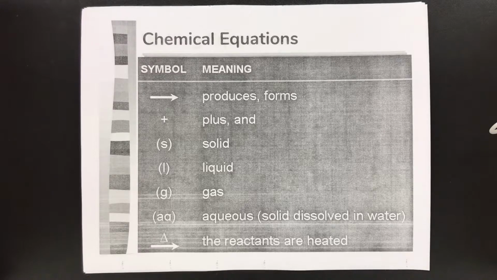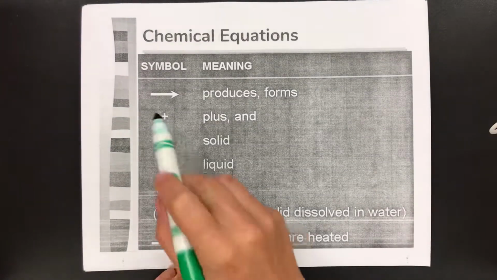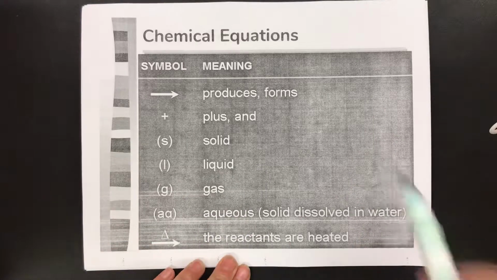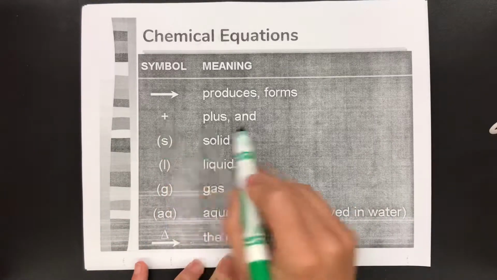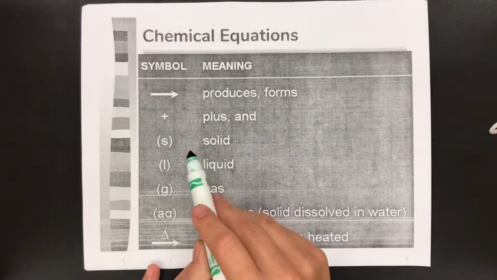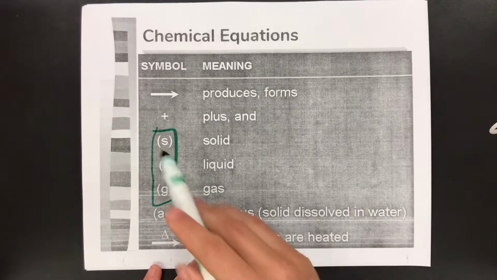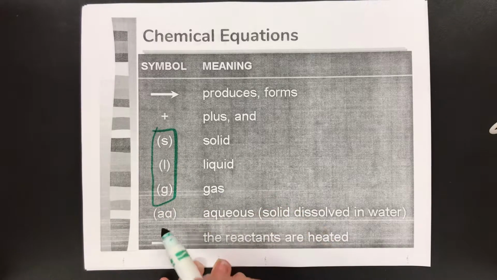Some symbols that you need to make sure that you know and recognize. The arrow means to produce. That's why you're going from reactants to products, because you're producing the products. The plus sign means exactly like it does in math. You're adding two things together. The next few are your states. So S, L, and G: solid, liquid, and gas.